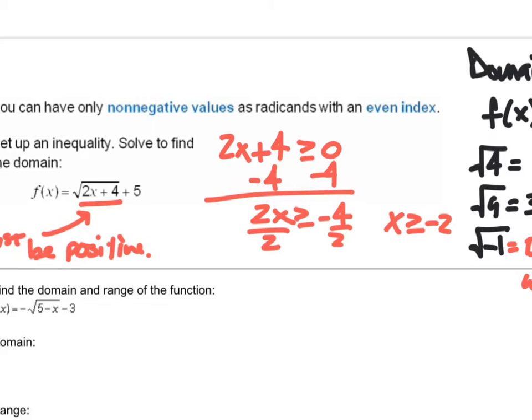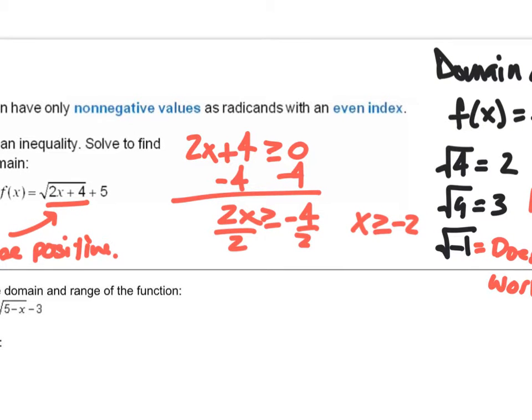And what that means is that this is the domain, domain D. But if we wanted to put that in interval notation, we could start at -2 and go to the right, and we get from -2 to positive infinity.